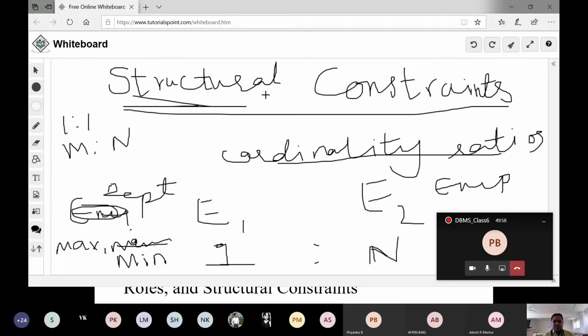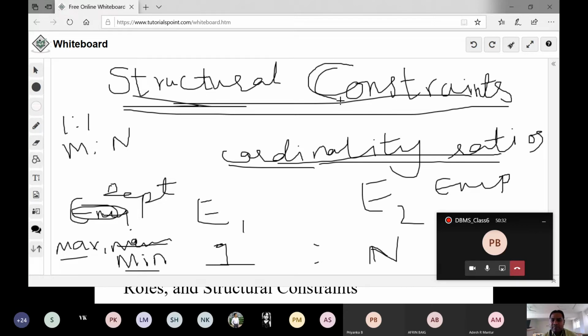So structural constraints are add-ons to cardinality ratios. When you have 1 is to n, that is the cardinality ratio. In this cardinality ratio, try to bring in the maximum and minimum value. Then you will call that structural constraints. Now, please try to understand the meaning of structural constraint.